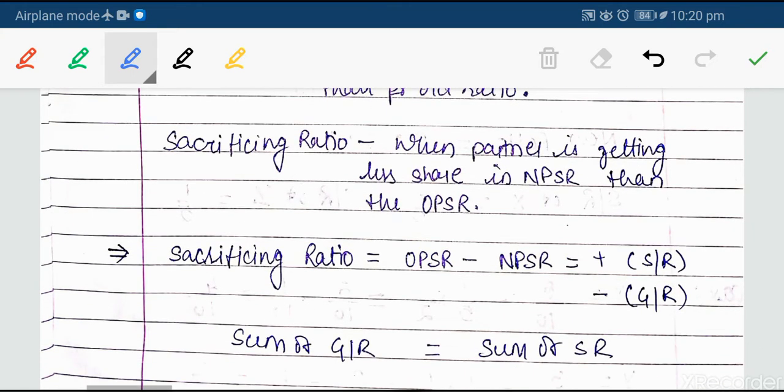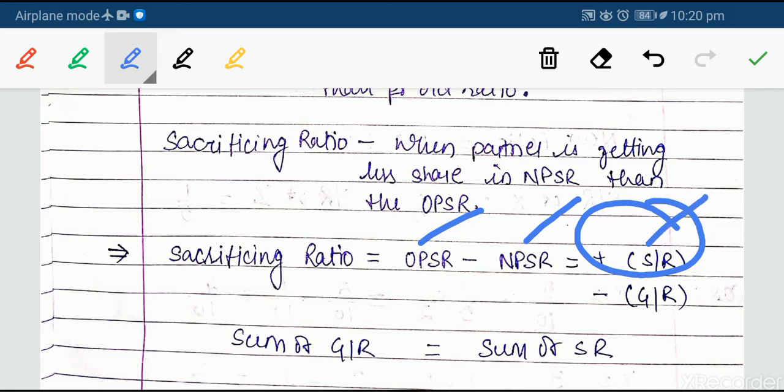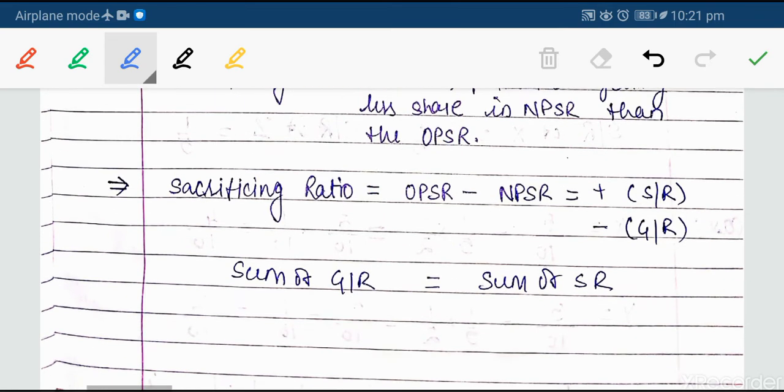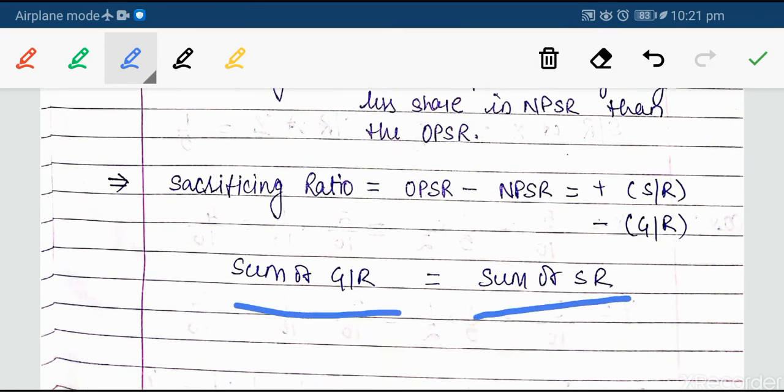Or we can use this formula also: old profit sharing ratio minus new profit sharing ratio. If the result comes positive, it is your sacrificing ratio. If the result is negative, it is your gaining ratio. Why will the result be positive? If the old profit sharing ratio is more than the new one, then obviously it will be positive. Earlier he was getting, suppose, 50%, now he is getting 40%, so he is sacrificing 10%. Like that we will be calculating. Sum of gaining ratio must be equal to sum of sacrificing ratio. We will ignore the sign here.